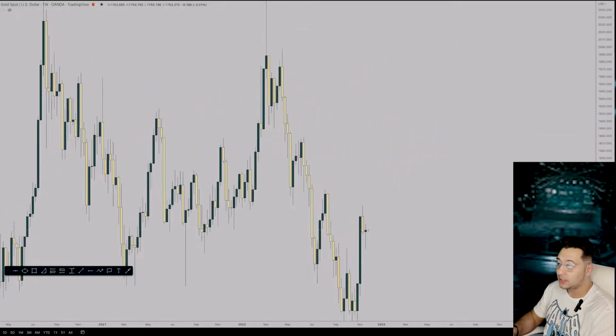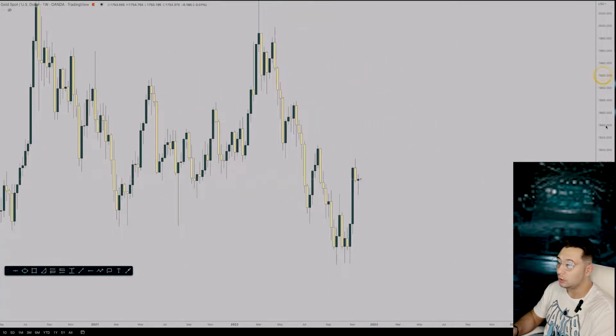First things first, if you are unfamiliar with trading gold, gold is more volatile. Gold has a lot more liquidity and volume, and it moves very quickly. And it's a little more difficult to trade than foreign exchange pairs.